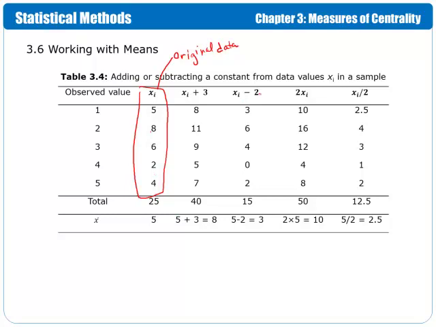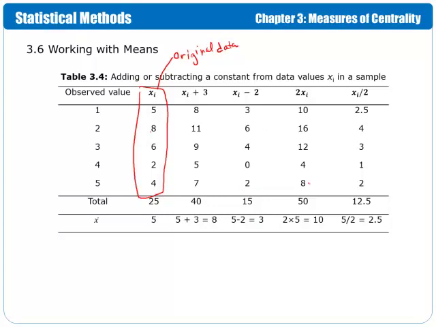What happens if we subtract a 2 from each observation in our data? That would be the same as if we had subtracted a 2 from the mean of our original data. So the mean of this set of data where we've subtracted the 2 is 3.